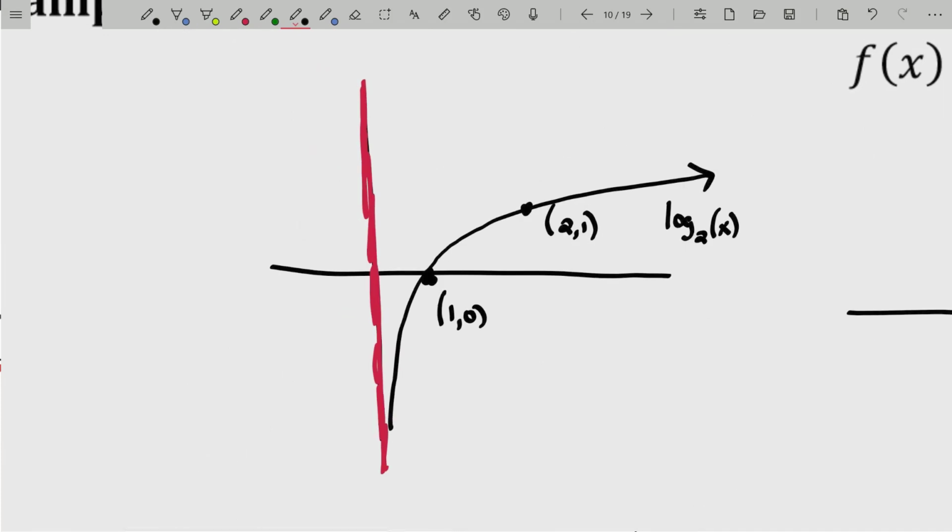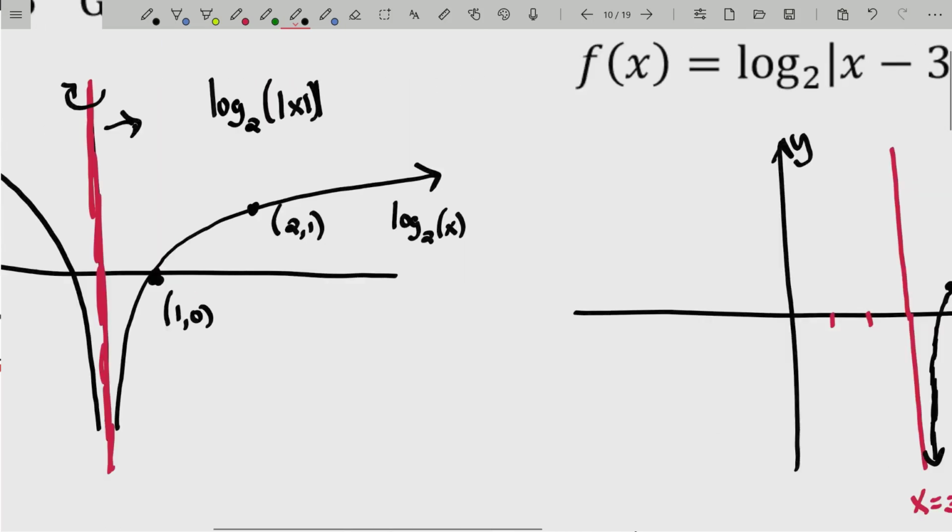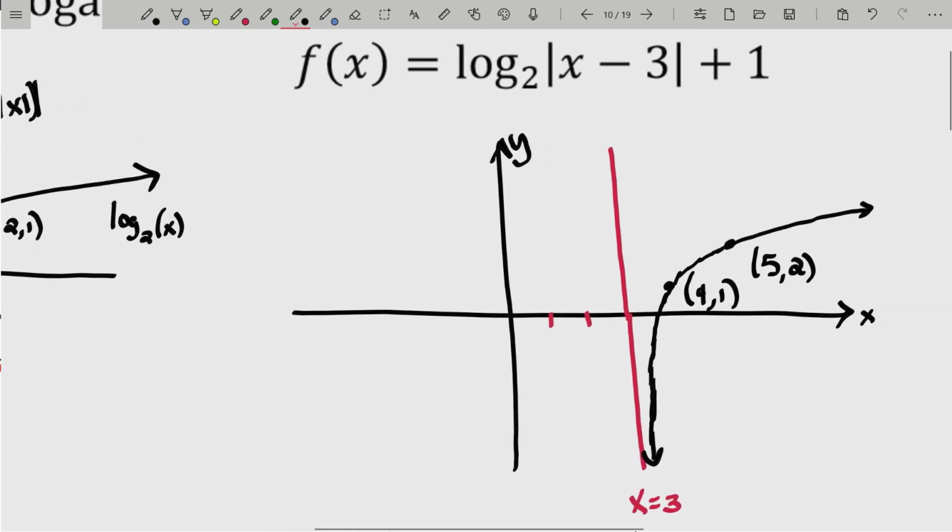So all that being said, all I really need to do is go to my original base graph and say, okay, I'm going to take the picture to the right here, and I'm going to reflect it about the y-axis. So what you're looking at here is now the log base 2 of the absolute value of x. And now all I need to do is shift it to the right 3 units and up 1, and you will have the actual graph of the log base 2 of the absolute value of x minus 3, and then plus 1. It's a really nice way of doing that.